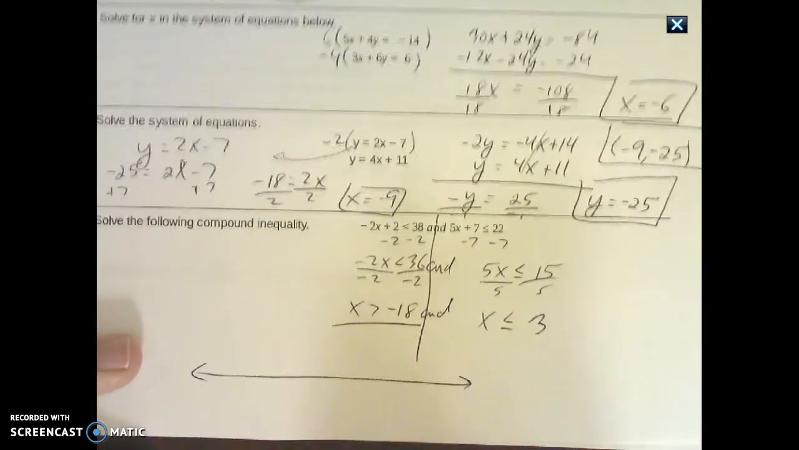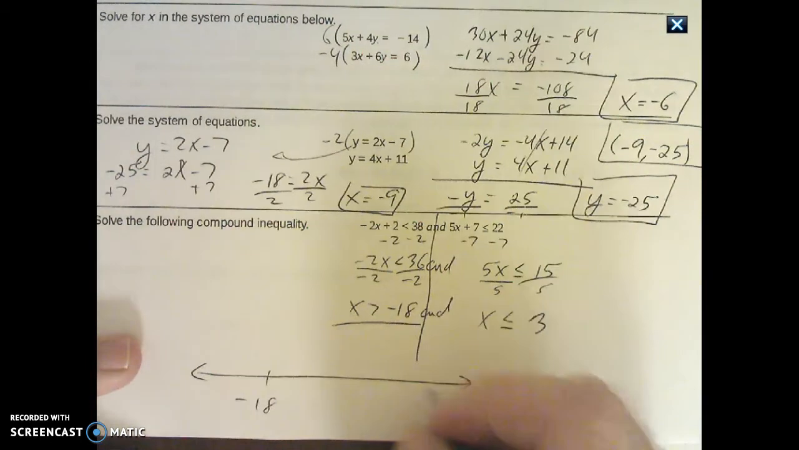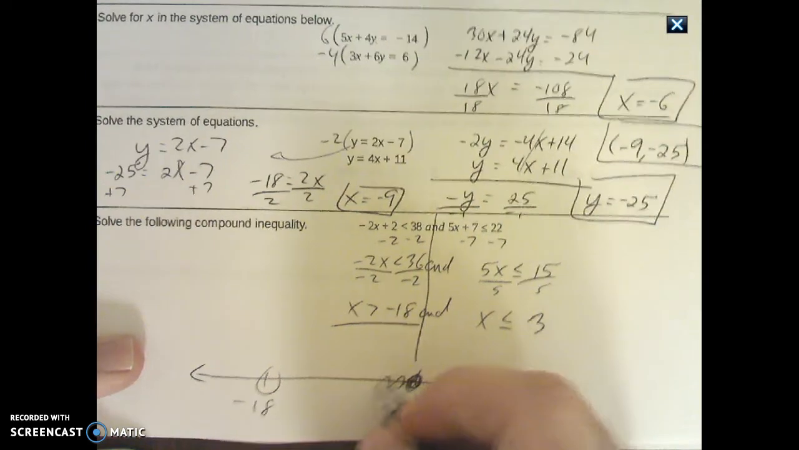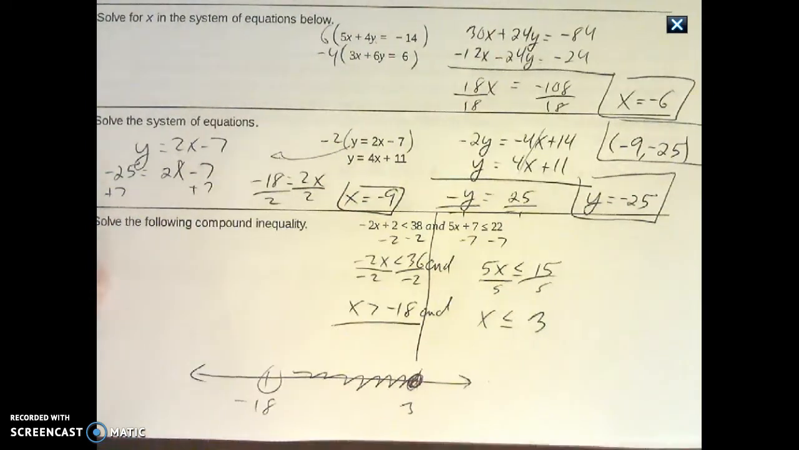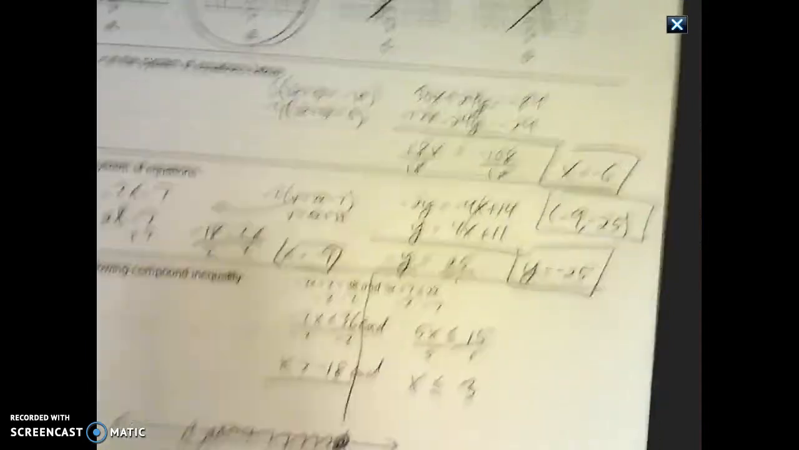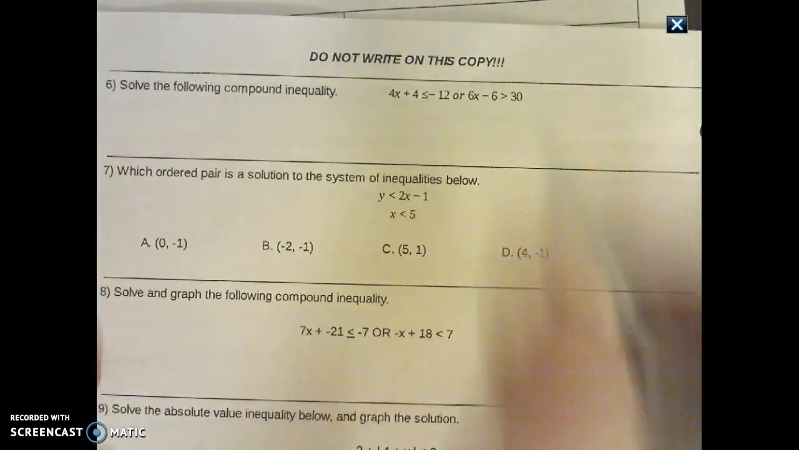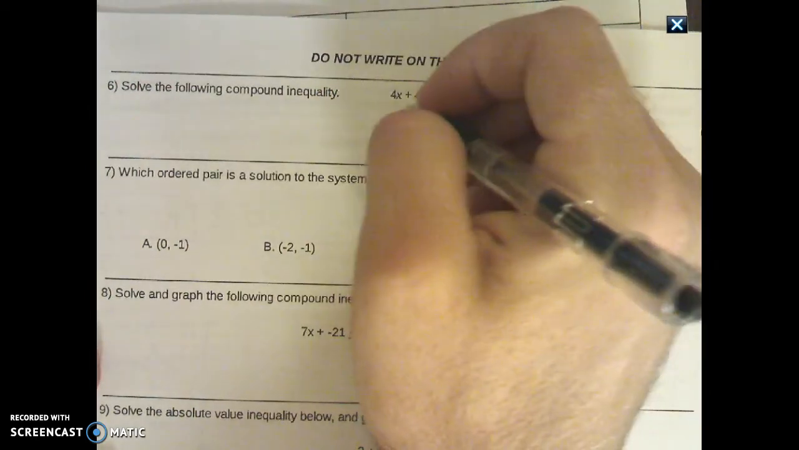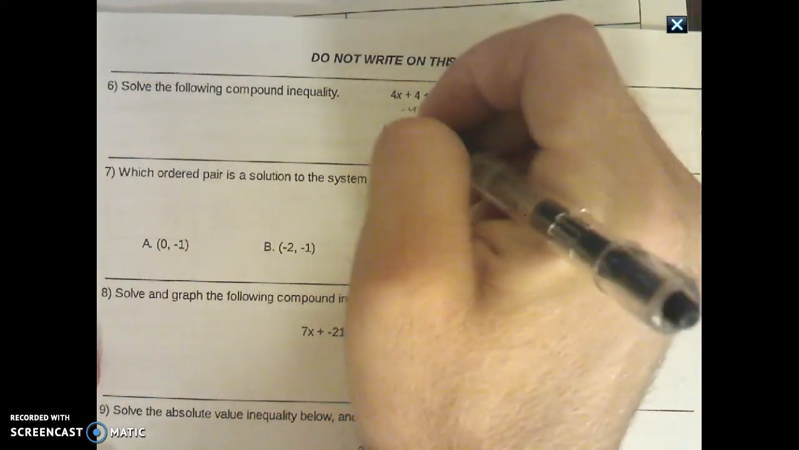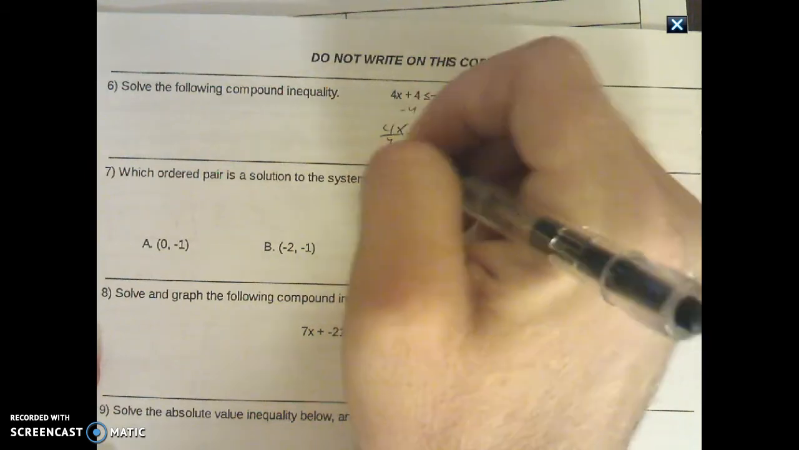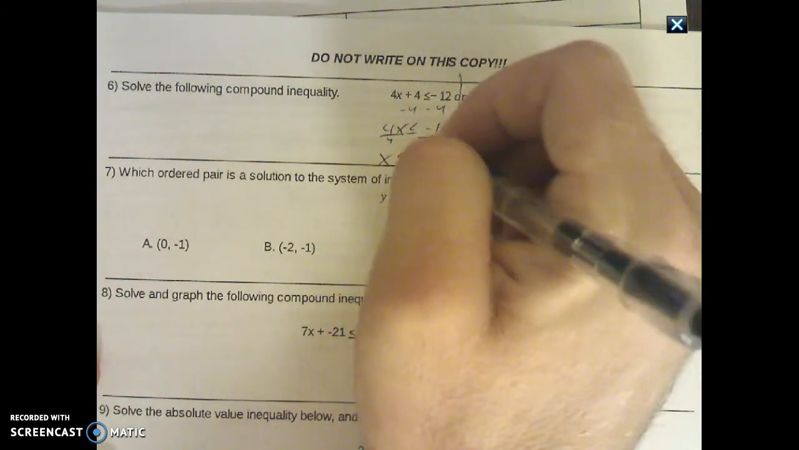So we're looking at, let's see here, negative 18. Here's 3, open circle, closed circle, everything in the middle. Okay? Ooh, that's really bad. Ta-da! Okay, on to the back side. Now this is an or, so it should go in the opposite directions. Again, draw your line down the middle. Subtract 4, subtract 4. 4x is less than or equal to negative 16. Divide by 4. X is less than or equal to negative 4.